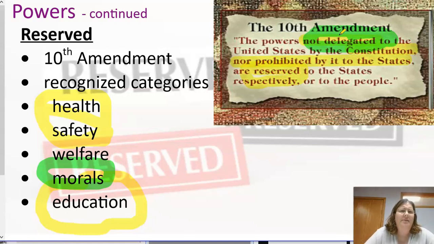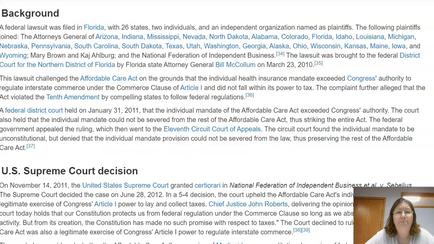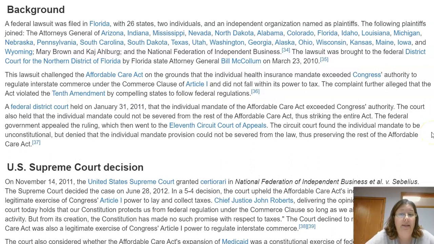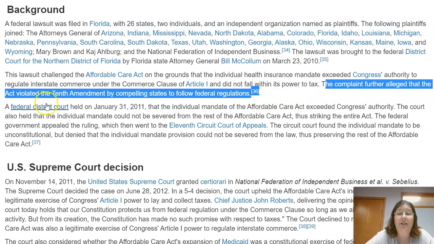Yeah, and I think one of the best examples of this is the Affordable Care Act in its infancy. Right after the Affordable Care Act got passed in 2010, states immediately filed lawsuits against Obama and the federal government. The law was challenged on the grounds that the individual health insurance mandate exceeded what Congress had the power to do, and the complaint further alleged that it violated the 10th Amendment by forcing the states to follow a federal regulation that many states said is not our responsibility.